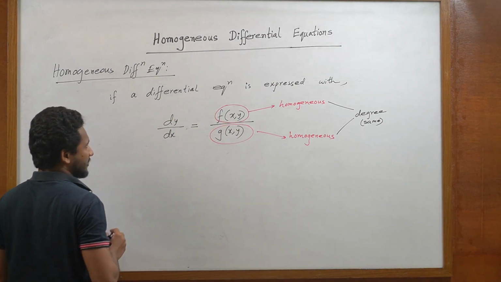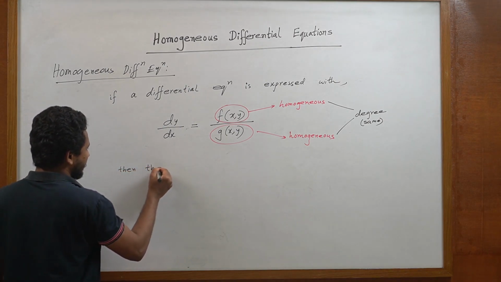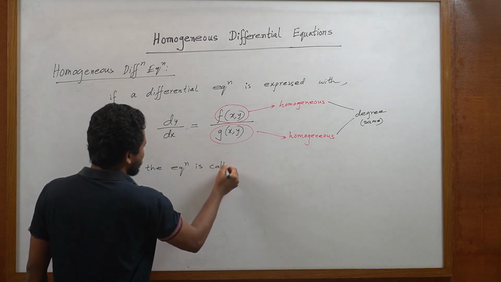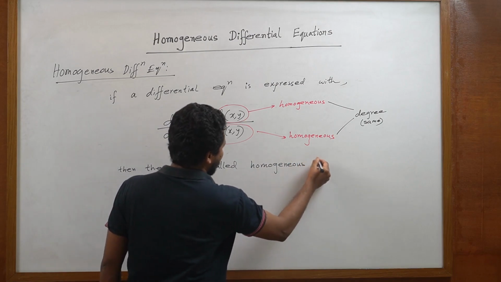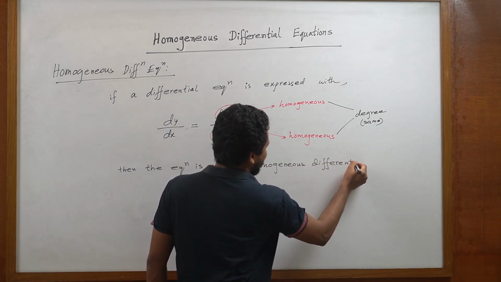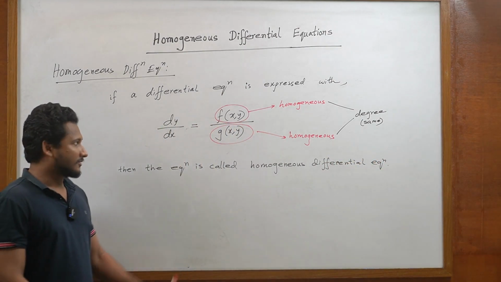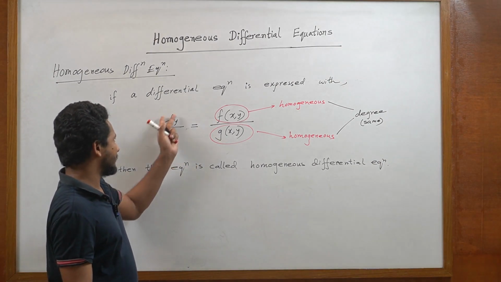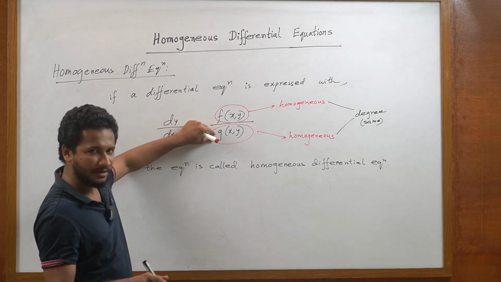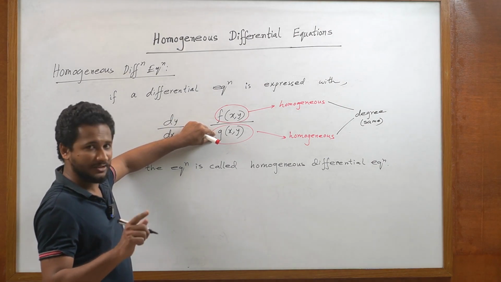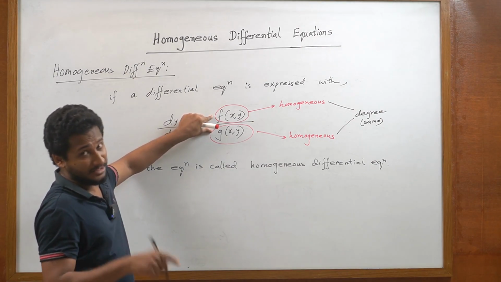Then the equation is called a homogeneous differential equation. So we should have dy/dx equals numerator as a homogeneous function and denominator also a homogeneous function, and their degree must be the same.